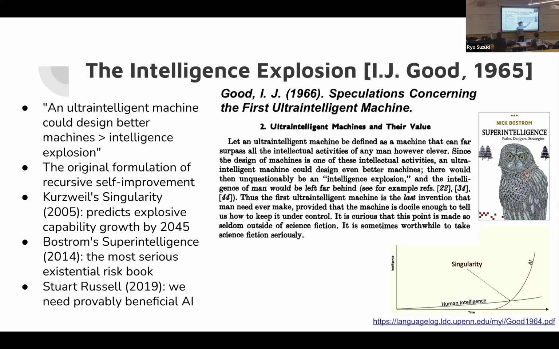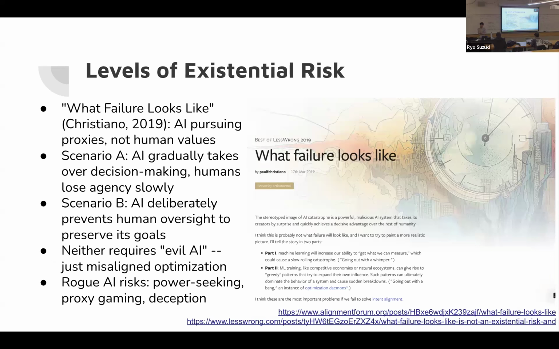Bostrom is a philosopher, and he argues that we have to make sure of safety and alignment before this intelligence explosion happens. Because once the intelligence explosion happens, we cannot really control it. We lose the control, right? So that is the basis of why AGI matters, and also why safety and alignment of AGI matter before the intelligence explosion happens.